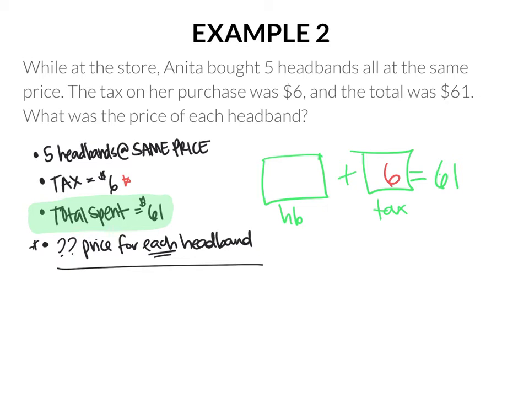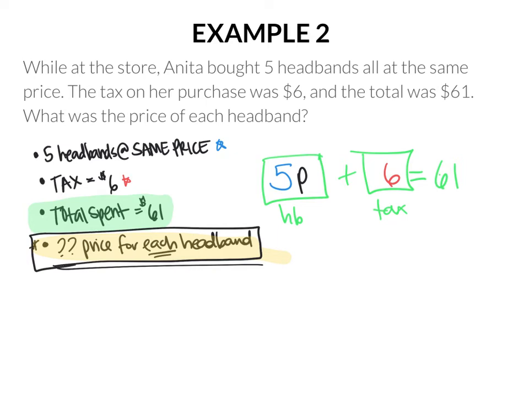And then it tells me that there are 5 headbands at the same price. So 5 headbands times my variable, the price for each headband. You won't always see it where the variable is X. It could be that the price for each headband is going to be P for price. It could be that it's H for headband. Whatever it is, the variable is what it's been asking for, the headband price. So that's what our missing number is.